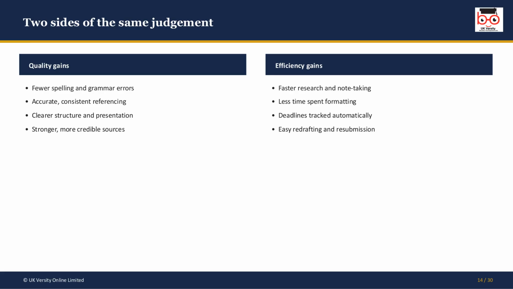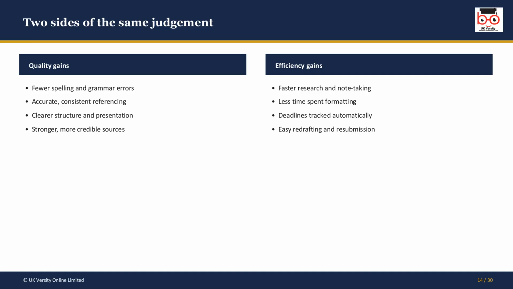It helps to see quality and efficiency as two sides of one judgment. On the quality side, fewer spelling and grammar errors, accurate and consistent referencing, clearer structure and presentation, and stronger, more credible sources. On the efficiency side, faster research and note-taking, less time spent formatting, deadlines tracked automatically, and easy redrafting and resubmission.